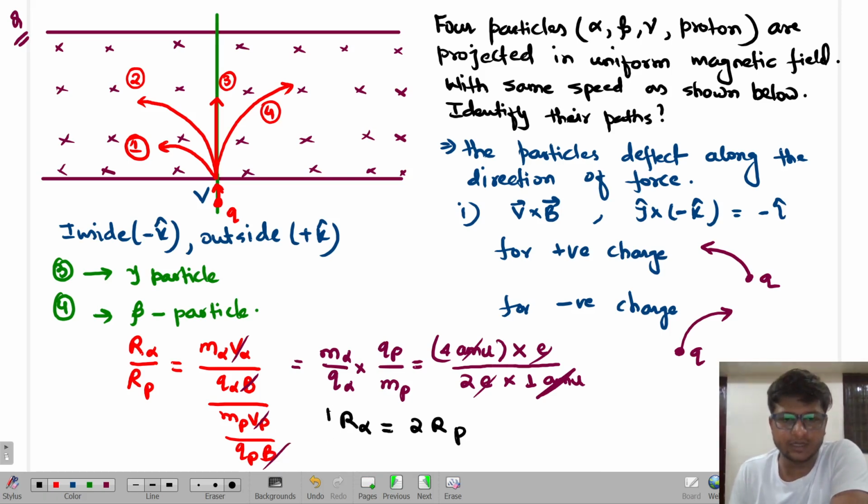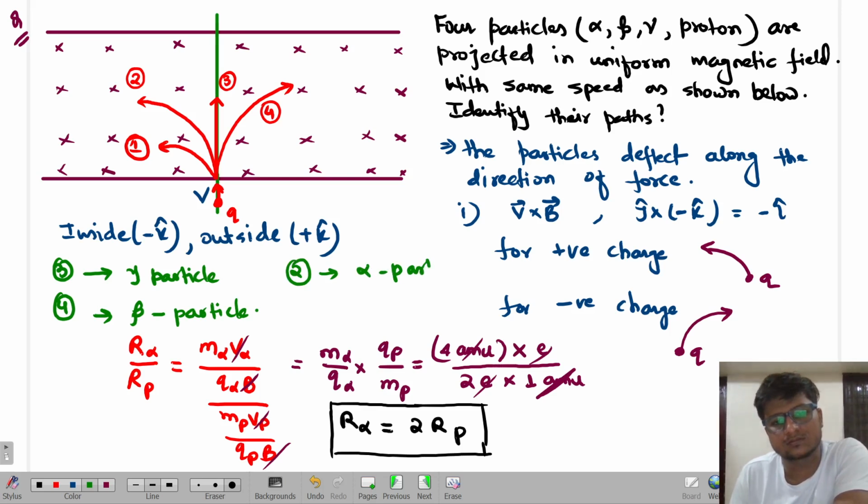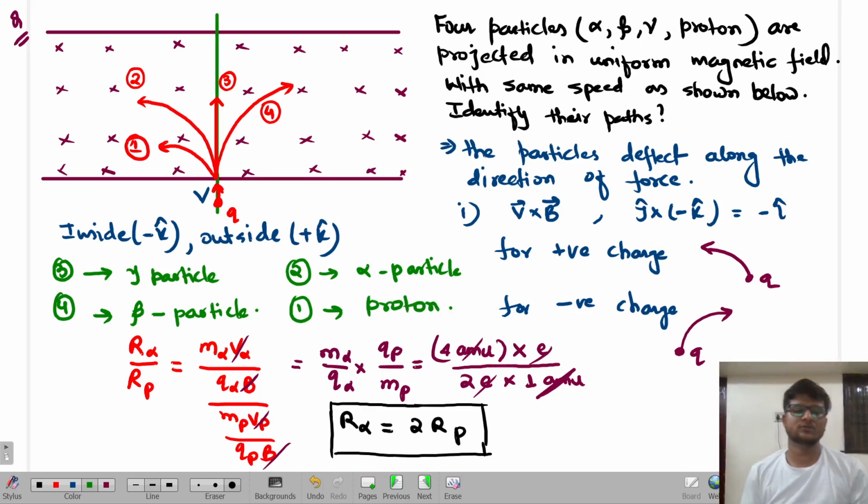So whether it is deflected more or less, I do not know. I need to find the radius equation, because deflected more is proton, but radius of proton is less. So basically, second particle is our alpha particle, and first particle is of proton. Are you able to get me or not? Clear? Write this.